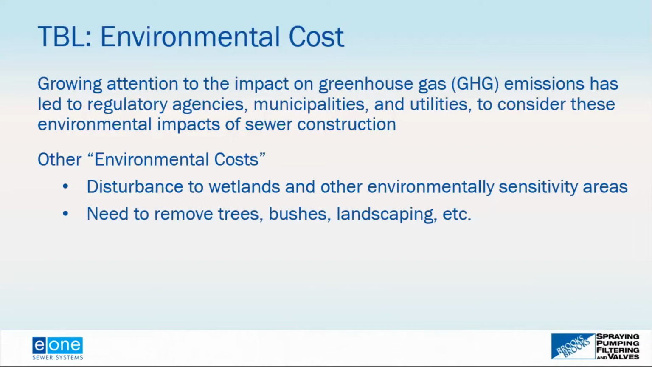Other environmental costs that we want to consider when we're looking at alternatives to a wastewater collection system is the disturbance to the wetlands and other environmentally sensitive areas, and the need to remove trees, brushes, and landscaping. So you'll recall from part 1 and part 2 of the webinar series where I discussed that one key advantage to a low pressure sewer system compared to gravity sewer system is with the low pressure sewer system, you have a small diameter pipe buried just below the frost line and does not have to go in a straight line or at a constant slope. So the pressure sewer system has the ability to deviate both horizontally and vertically.